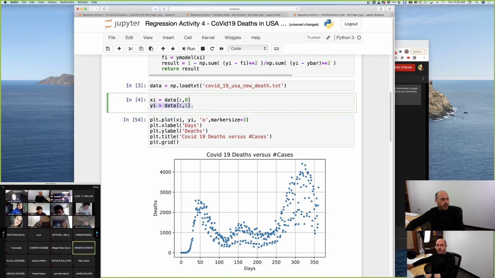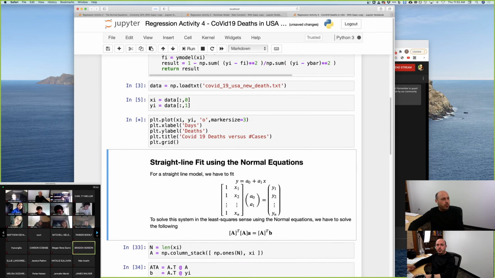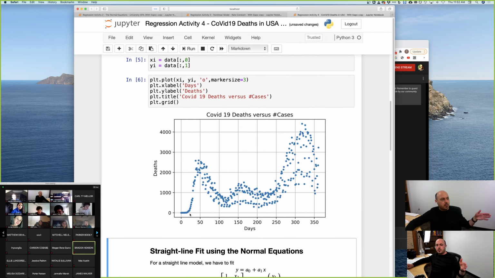And in the y_i, I have the newly recorded deaths on a certain day, okay? And then when you plot this, this is what you get. So we saw this peak last year, and then the ensuing shutdown, and then we opened up a little bit again and it went up, and then it got really bad by December, and now it's really slowing down, thankfully, right? So this is what we've got.